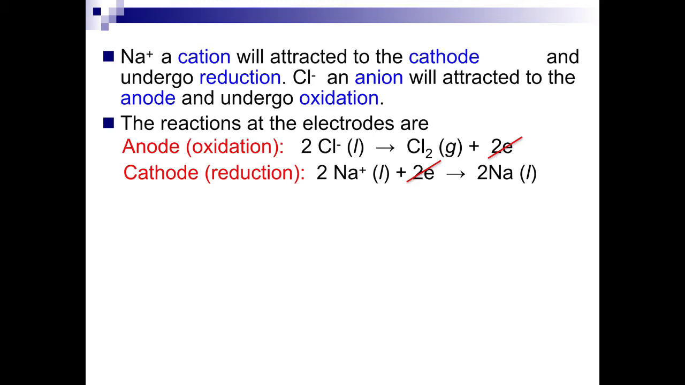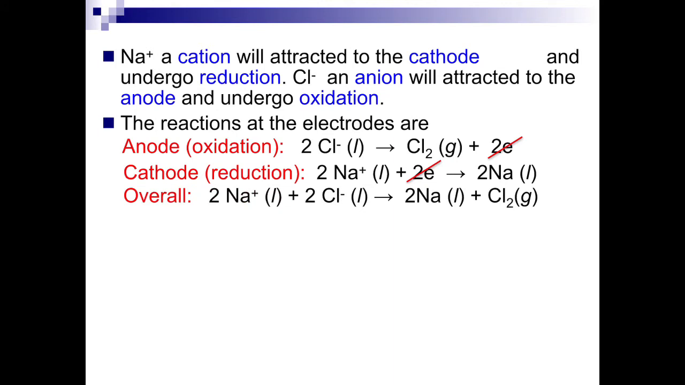The reactions at the electrodes are as follows. At the anode, 2Cl- will be oxidized into Cl2 gas and release 2 electrons, while at the cathode, 2Na+ will gain 2 electrons and produce 2Na. Overall, 2Na+ plus 2Cl- will produce 2Na plus Cl2 gas.